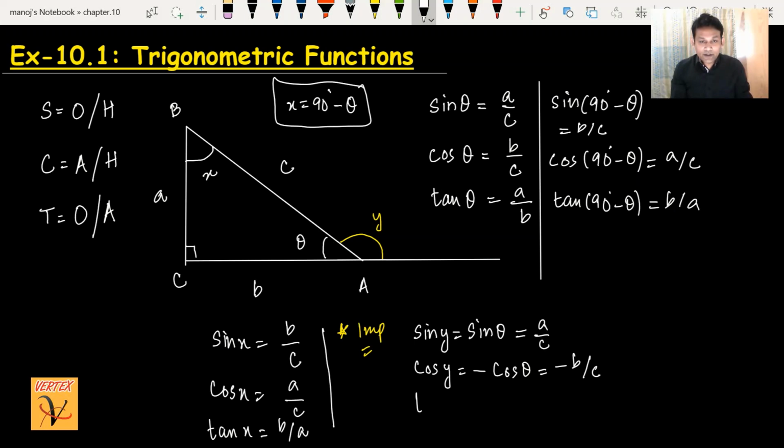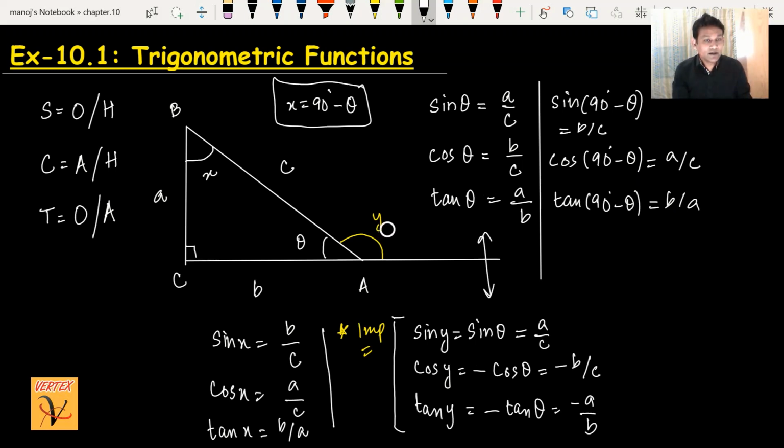Okay, and when I write tan y, it is also negative tan theta. It means whatever the sine theta is, sine y is the same. Whatever the cos theta is, cos y is the same, but with the negative sign. Whatever the tan theta is, tan y is the same, but with the negative sign. So this will be minus a upon b. Okay, we have understood the relation between the obtuse angle ratio and the acute angle, the adjacent angle ratio. Like we have some relation, but actually just observe one thing.